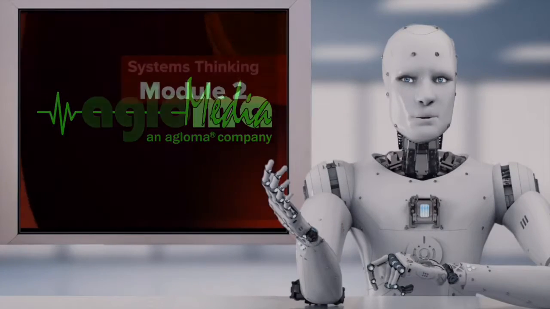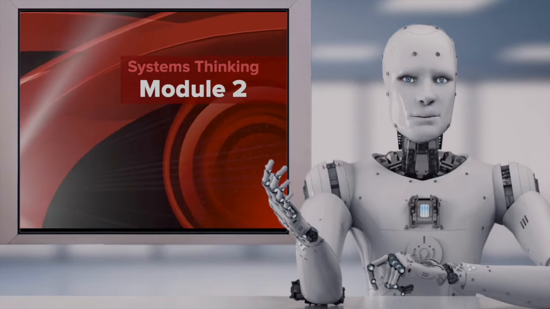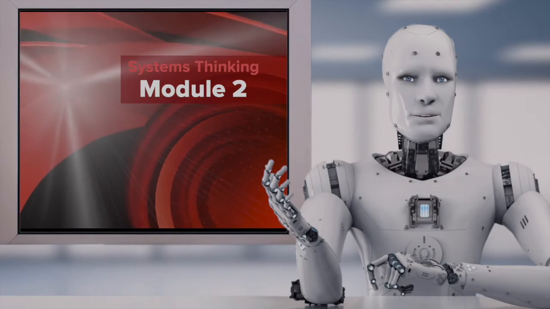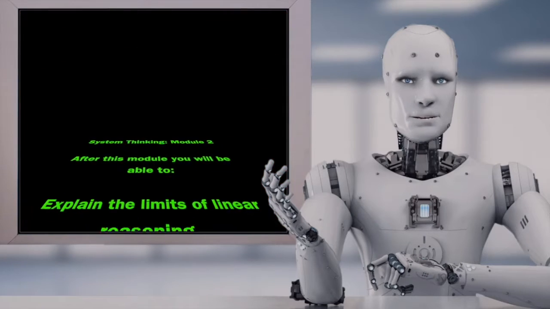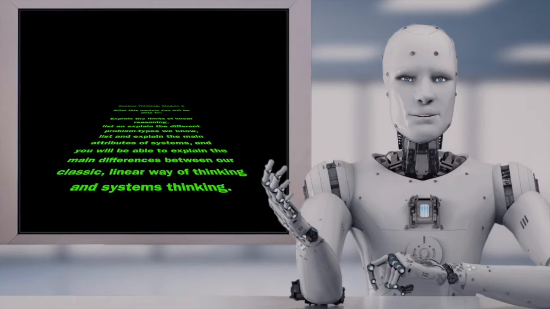With this module I want you to learn some basics about systems, which will help you to see our world in a different way. After this module you will be able to explain the limits of linear reasoning, list and explain the different problem types we know, list and explain the main attributes of systems, and you will be able to explain the main differences between our classic, linear way of thinking and systems thinking.